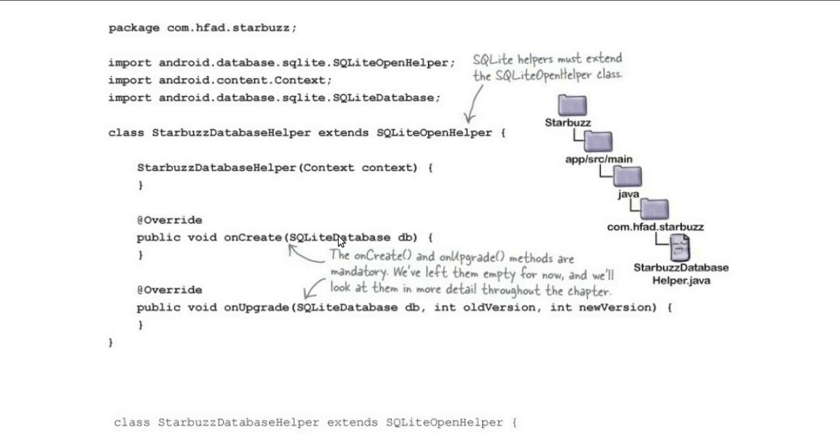And these are the parameters that we have already discussed: in onUpgrade we have the old version and the new version also. When you write that class, you have to override these, and initially these methods are empty. Here we have a context in the constructor, so we need to also pass that context in the constructor.